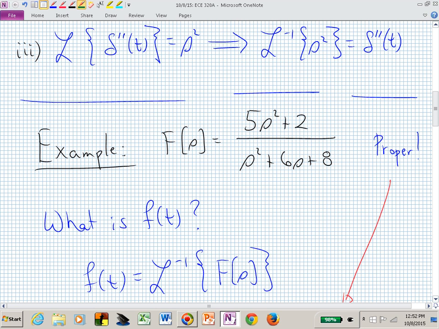So I just created this capital F of S. It's the Laplace transform of some time domain expression, little f of t. But in this class, it's typically going to come about as a voltage or a current. And we now need to find what is that voltage or current in the time domain.